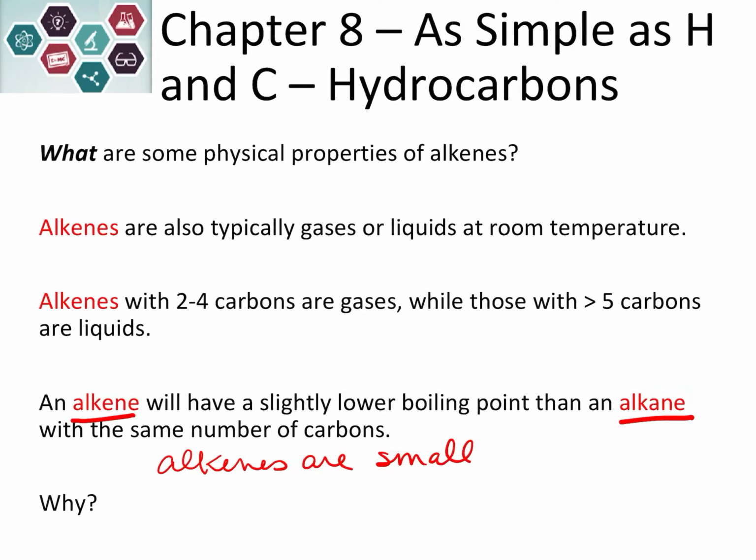And if you remember back in chapter 7 when we talked about ranking boiling points, if it came down to London forces, it was based on size. So here we've got weaker London forces. Means we're going to have a lower boiling point for the alkenes.